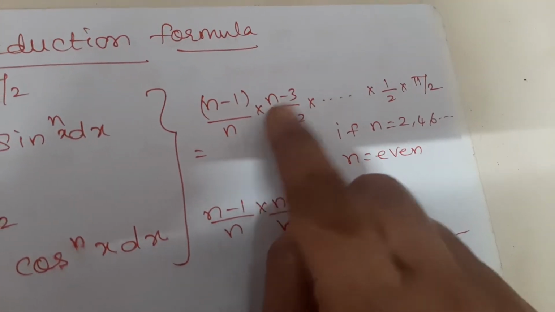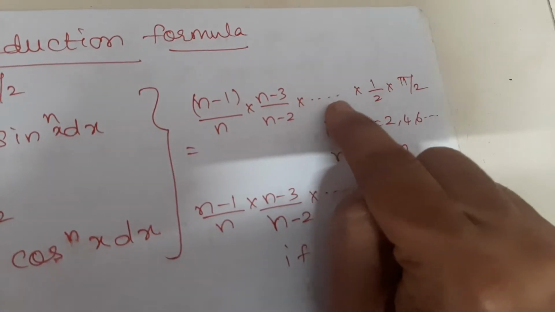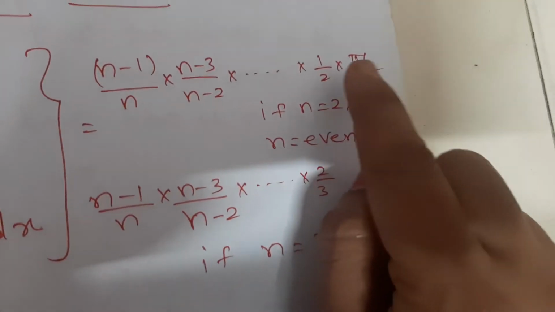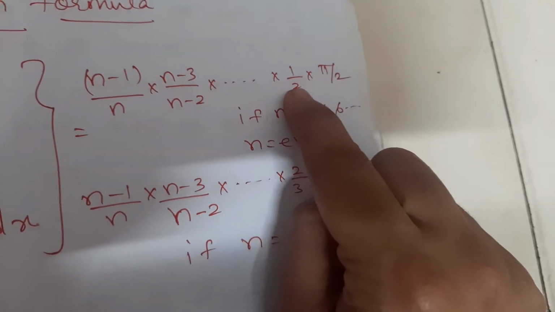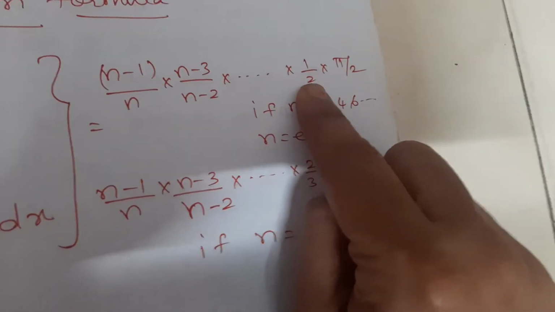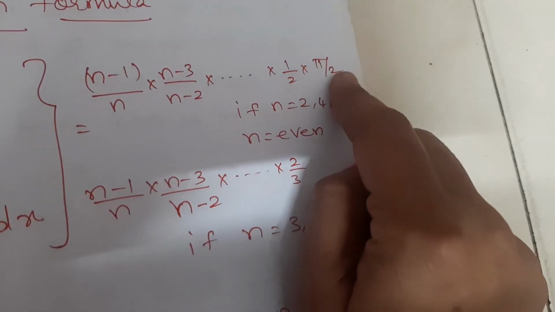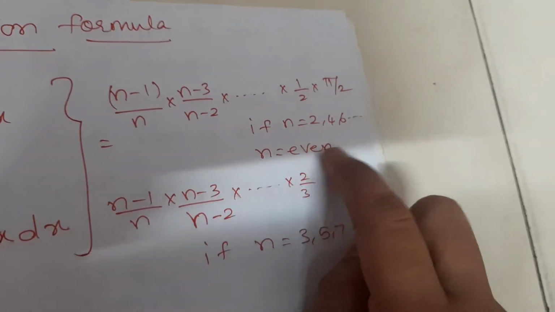by n into (n minus 3) by (n minus 2) into dot dot dot 1 by 2 into pi by 2. So if n is even, the last term is 1 by 2. If you get the last term as 1 by 2, you have to stop the reduction formula there, and with that you have to multiply pi by 2 if n is even.